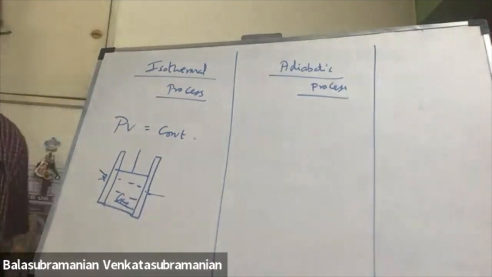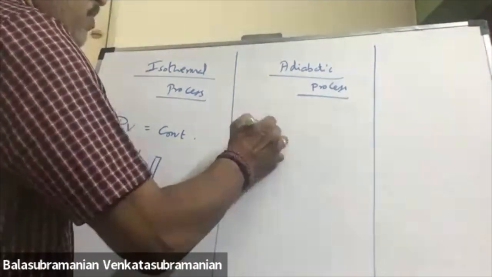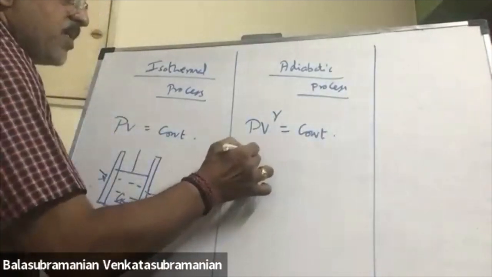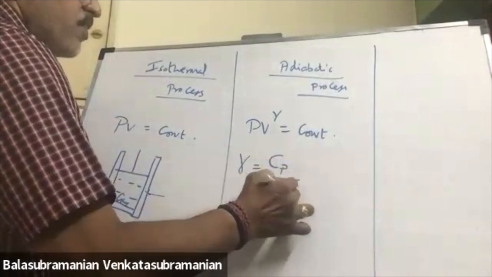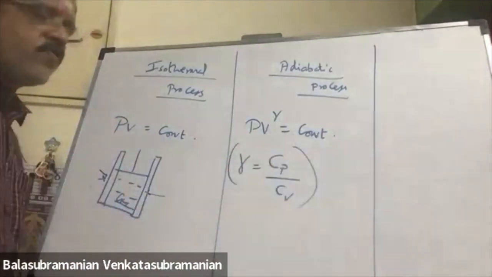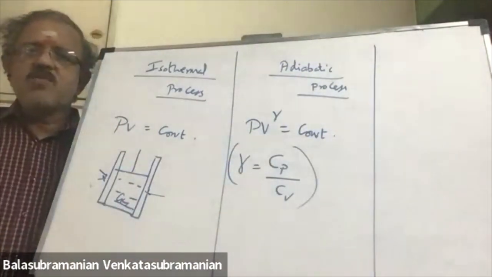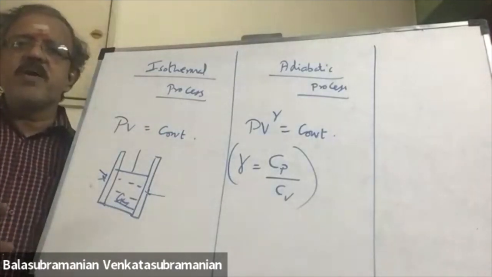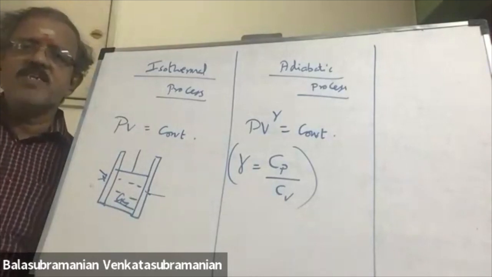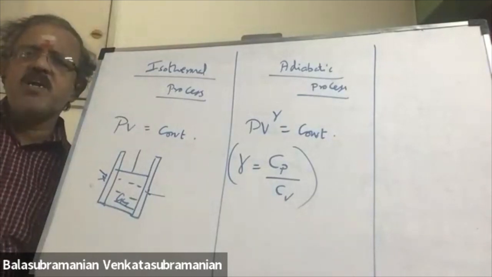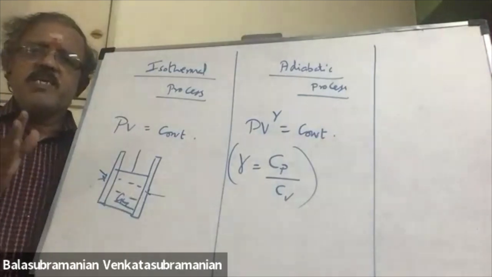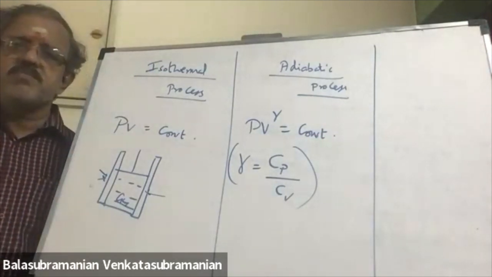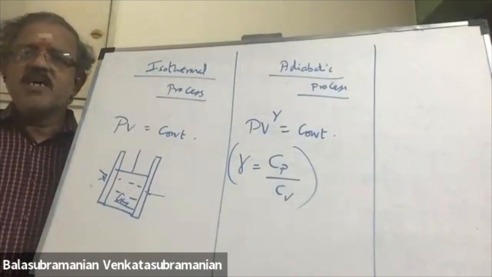The equation for that is PV^gamma equals constant, where gamma is the ratio of specific heat capacities of gases. Gamma is equal to Cp by Cv. Nearly the value is 1.4, because Cp is always greater than Cv. Cp by Cv, nearest value 1.4. Correct? This is an adiabatic process.